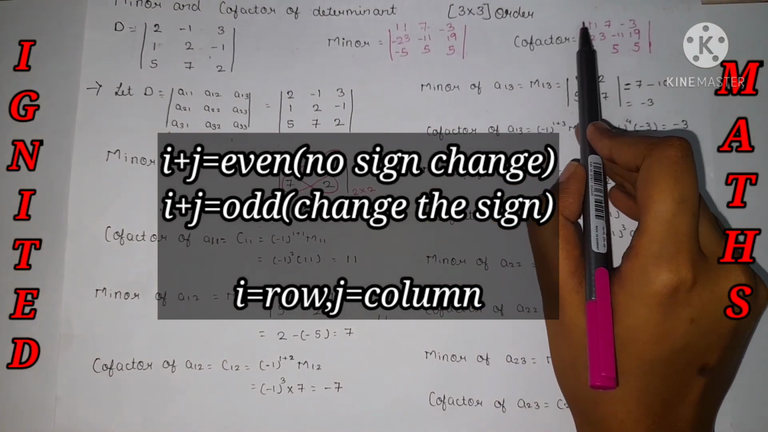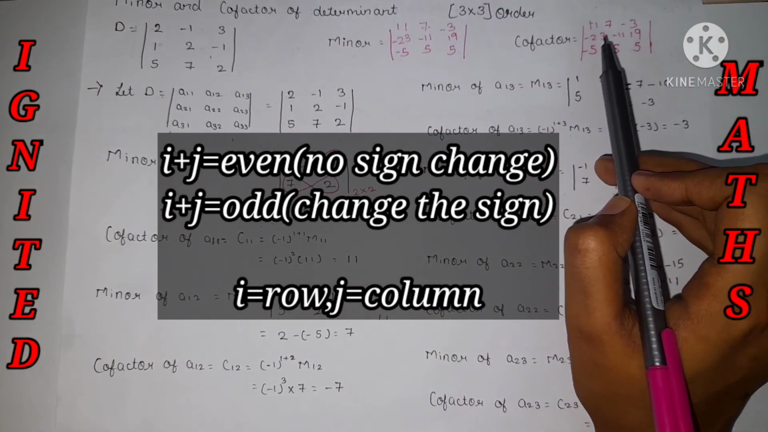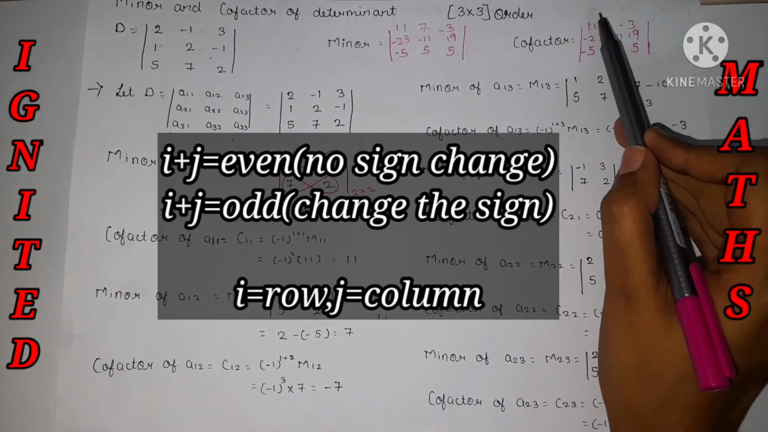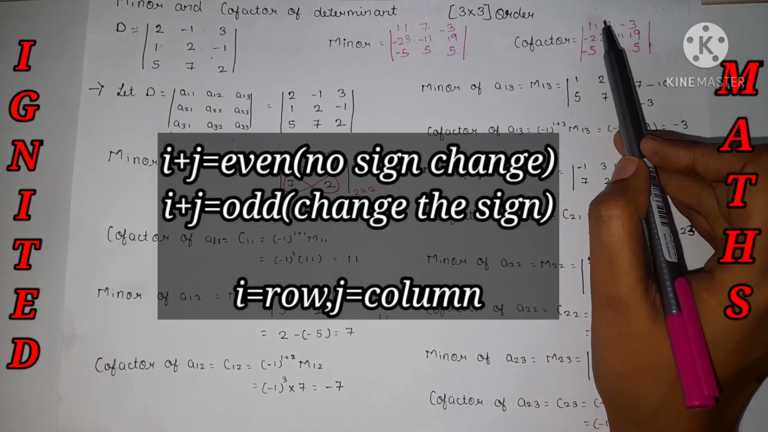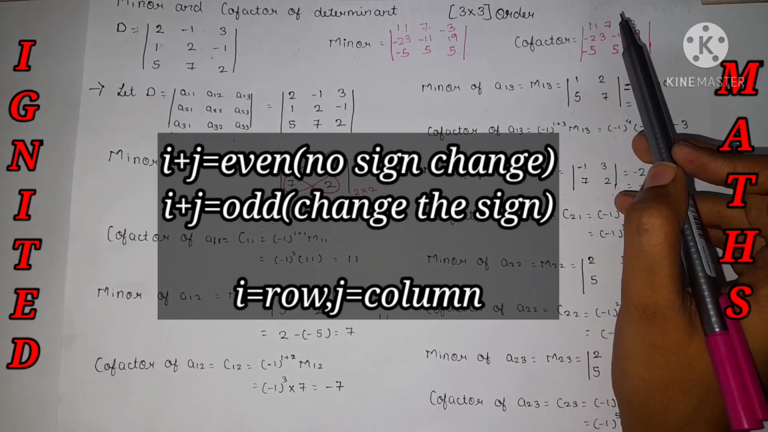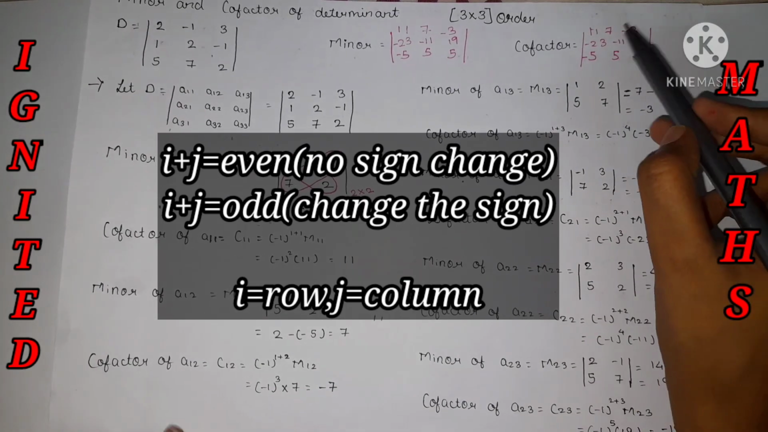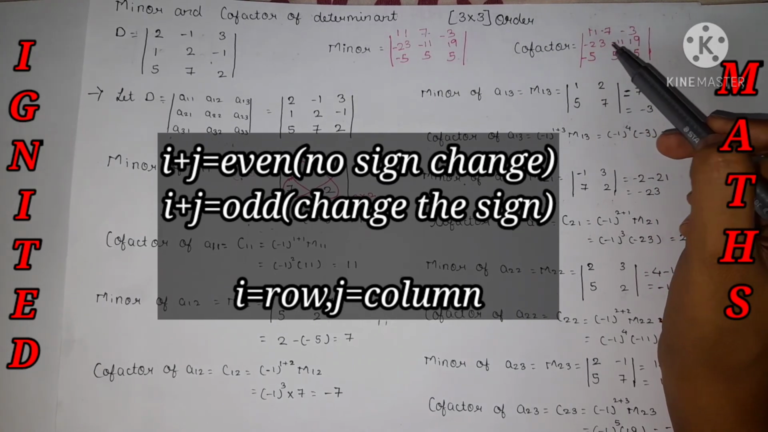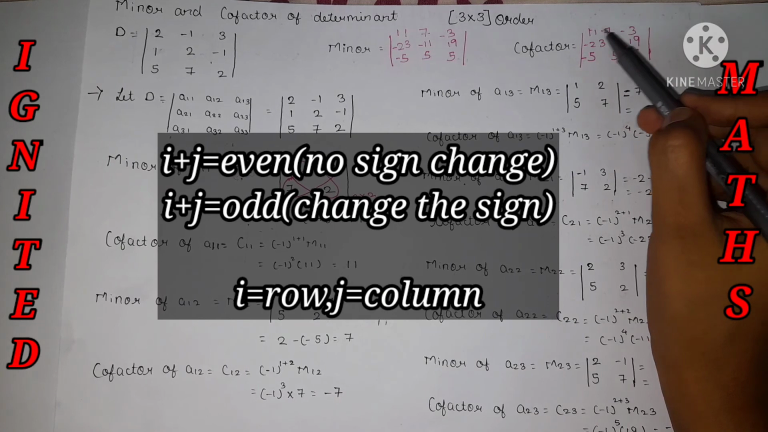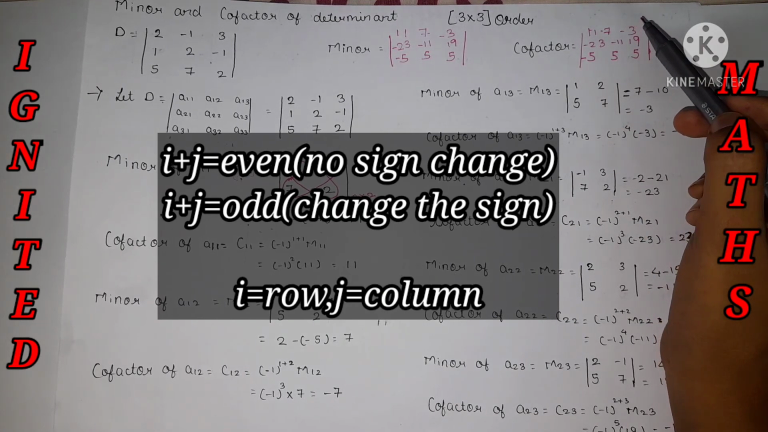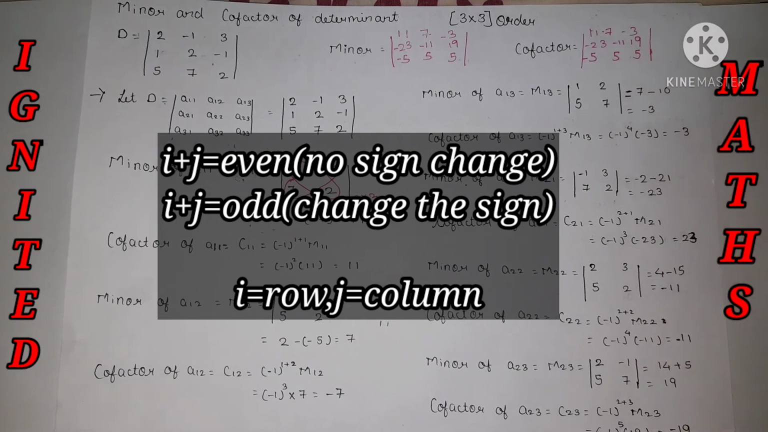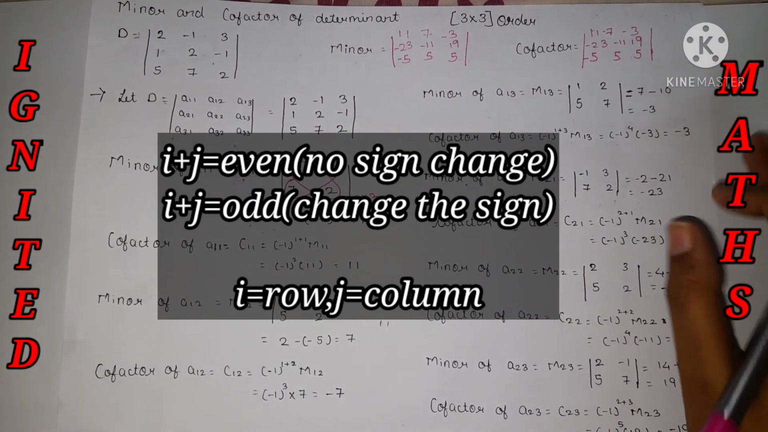Now the 11 part, first row first column, so 1 plus 1 is equal to 2. Yes, so no need to change the sign, leave it as it is. Now the 7, first row second column, so 1 plus 2 is equal to 3. Yes, it will be an odd number, so we need to change the sign. Yes, plus to minus, if minus then plus. Okay, we need to interchange the sign. Now -3 is present in first row third column, so 1 plus 3 is equal to 4. That is an even number. Yes, so we need to put the positive sign. That is, no need to interchange any of the sign, leave it as it is.